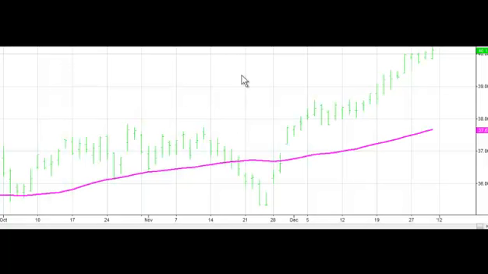Back to our bar chart, and what I wanted to do is show you what we just covered on the previous slide. Over here, what we can see is the line on the left is the opening, the line on the right is the closing. This is the highest the security traded for the day, and this is the lowest that the security traded for the day.